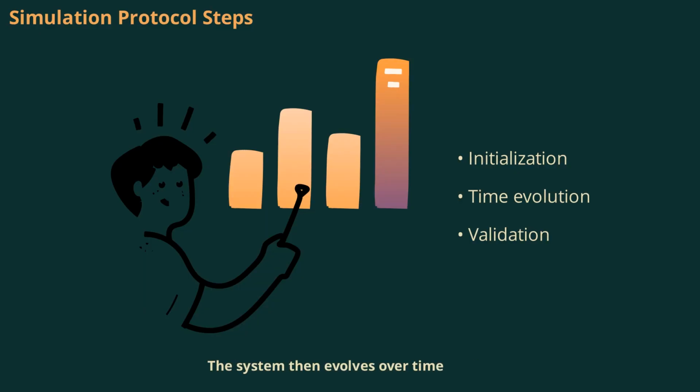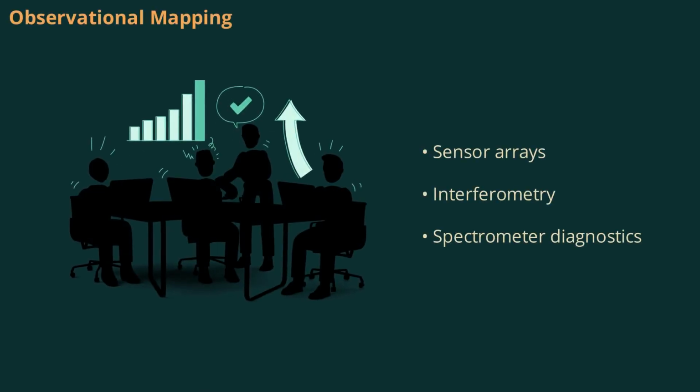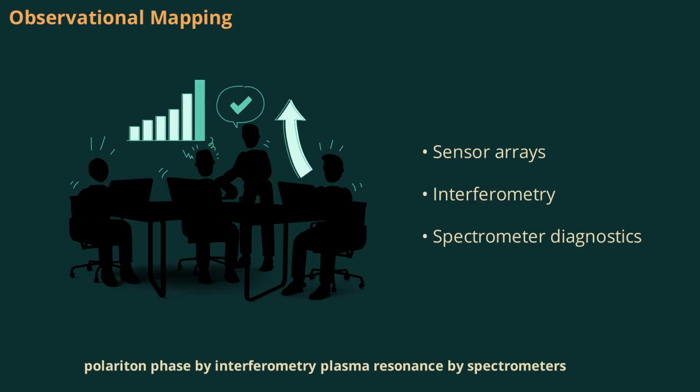The system then evolves over time, integrating field equations and extracting diagnostics. Results are validated by comparing simulated observables with experimental data, allowing for iterative refinement of both the model and the physical system. Simulation observables are mapped to physical diagnostics using embedded sensors. Phononic curvature is measured by sensor arrays, Polariton phase by interferometry, plasma resonance by spectrometers, and excitation energy by quasiparticle detectors. This mapping ensures that simulation results are grounded in real-world measurements.